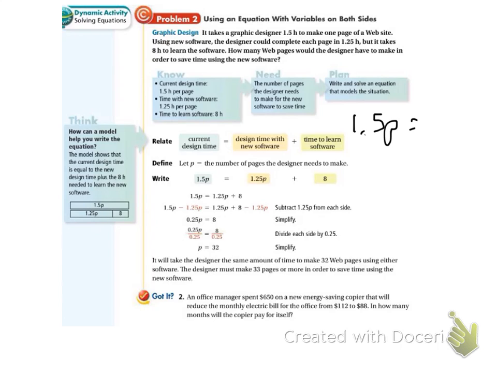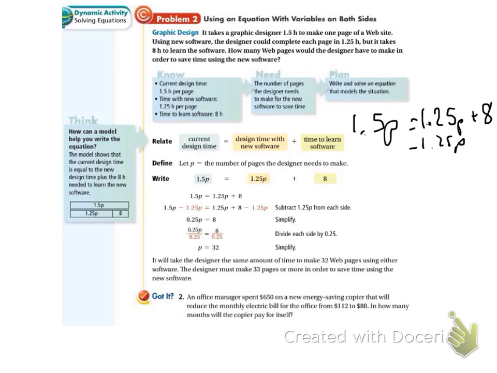1.5p. And it says that using new software, the designer could complete each page in 1.25 hours, but it takes 8 hours to learn the software. So again, we have how much it takes per page, 1.25, and I stick that with p, but it also takes just starting up 8 hours to learn the software. So I need to add 8. And now I can solve.